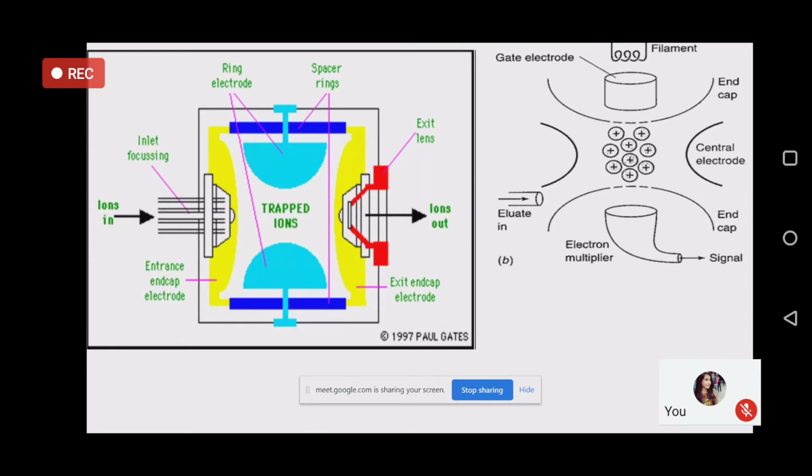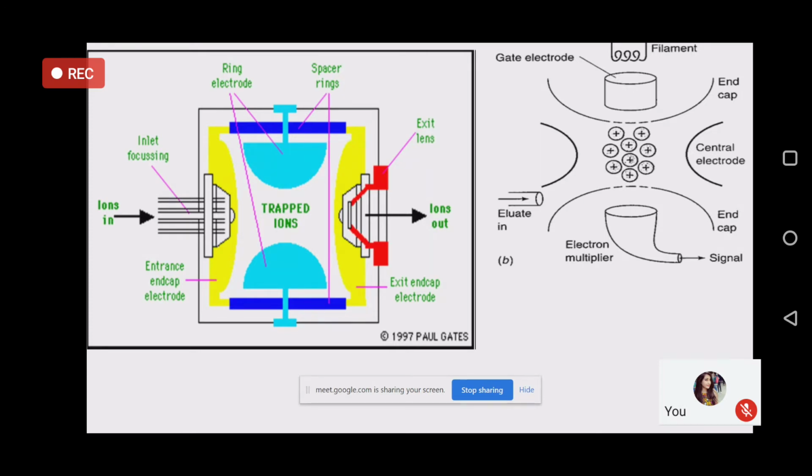It's a flat planar diagram, but actually you can consider that the ions are present in the volume enclosed between the electrodes. And just like in a quadrupole, you have a direct current and an alternating current of radio frequency. The same principle is applied here. As I said, the basic principle is the same, only the design, the geometry and the fabrication are different. So the end cap electrodes will have the direct current, and the ring electrodes on the sides will have an alternating current of radio frequency.